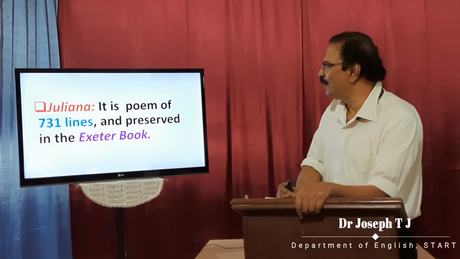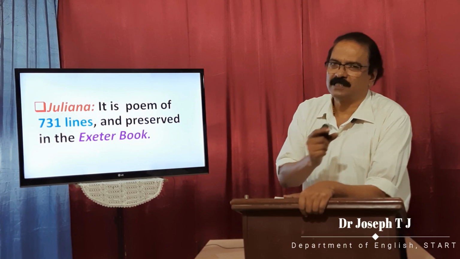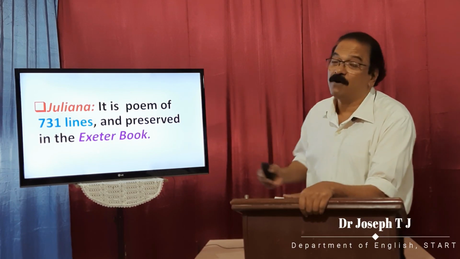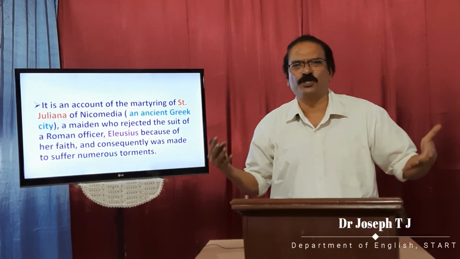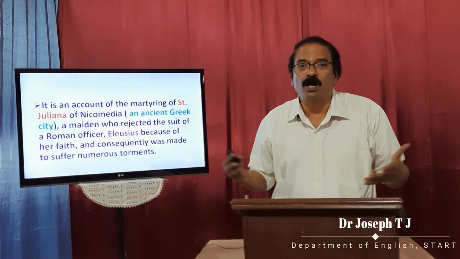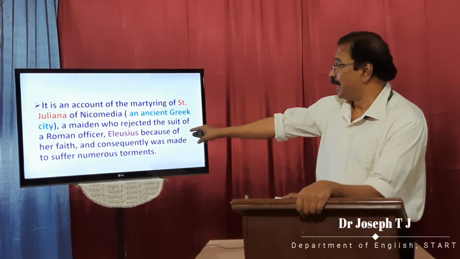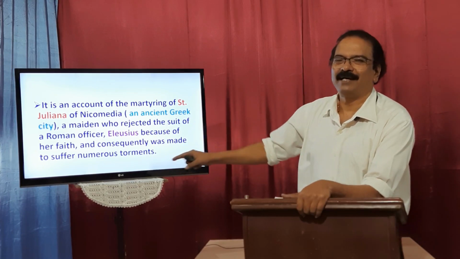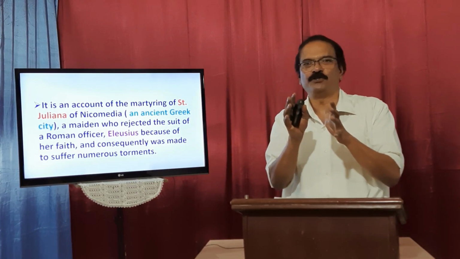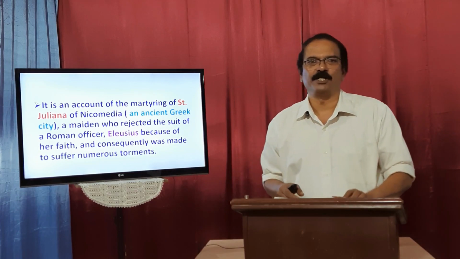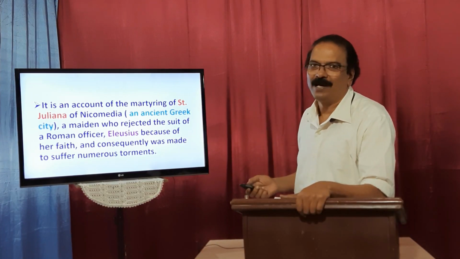Juliana is another moving, pathetic poem. It is of 731 lines and it is preserved in the Exeter Book. What is this about? It is an account of the torture, the humiliation, the pain and sufferings undergone by Juliana, on whom a Roman officer, Eleusius, had an eye. He made a lot of advances to her, but she, being a very faithful Christian believer, refused to surrender to his sexual passions. Finally, she was tortured and murdered. Those events are presented in this poem, Juliana.